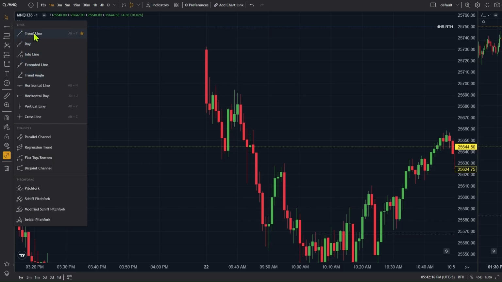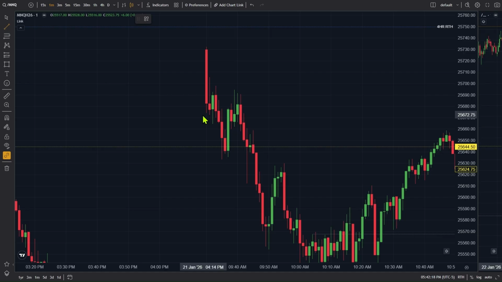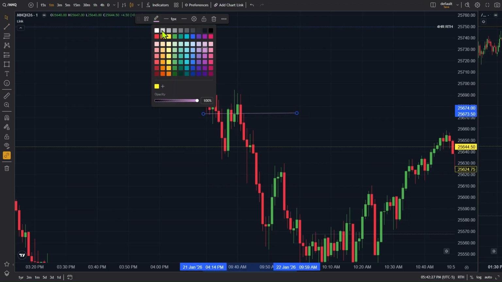I haven't done one in a while, and I'm going to try to start doing those again. I think they're very important. So, we're going to start with this. This is the very first 1 minute candle.